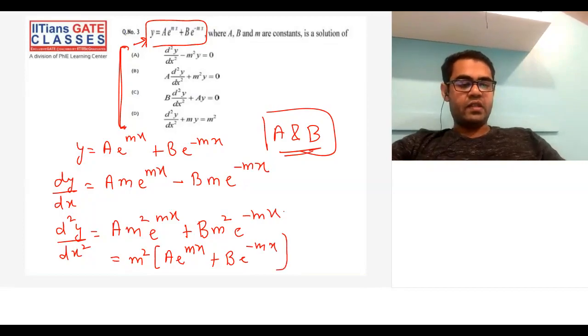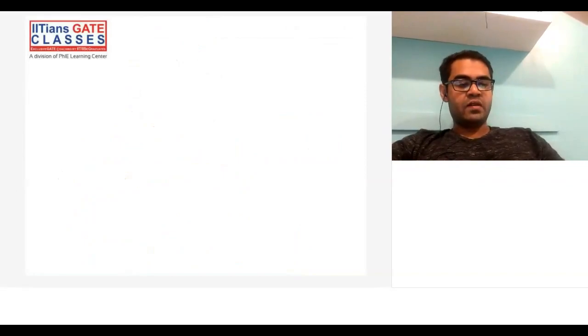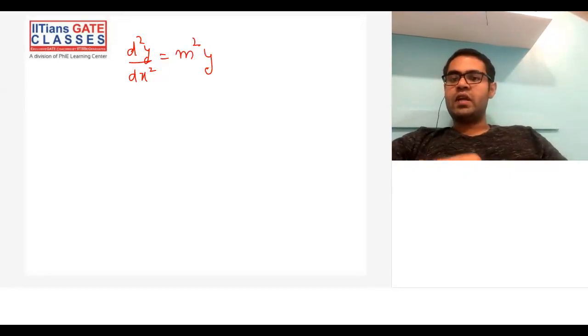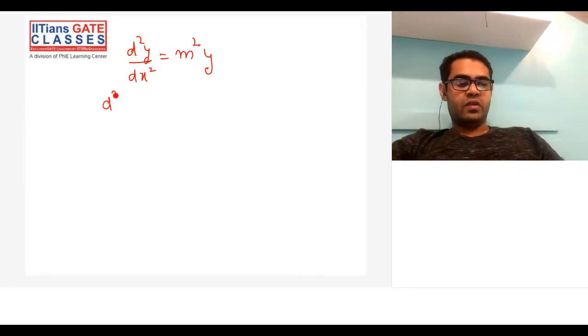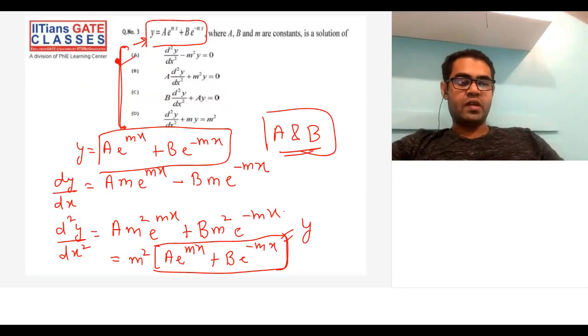Okay. Now if we check this value, y is what? This guy, correct? And this guy appears to be nothing but y. So this simply means d square y by dx square is equal to what? m square times y. And this is how you were able to eliminate a and b, and that is always your job. So d square y by dx square equals m square y is the differential equation which you will get for the original function. Okay, so this is your differential equation, and hence option A is correct.